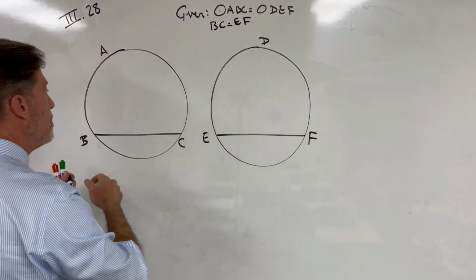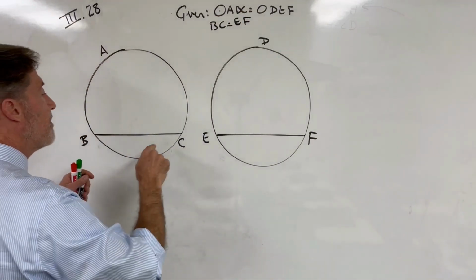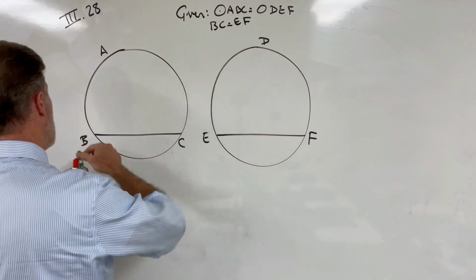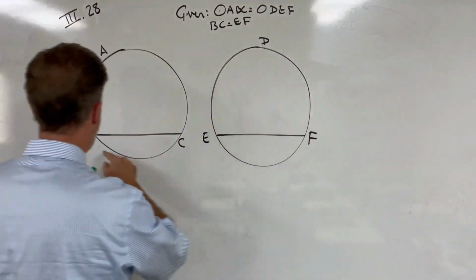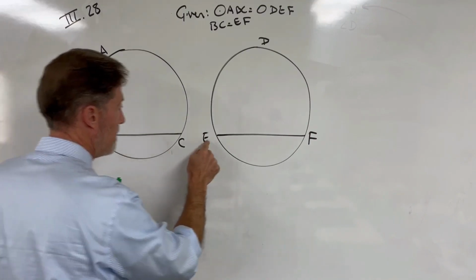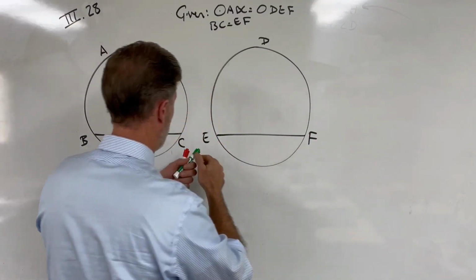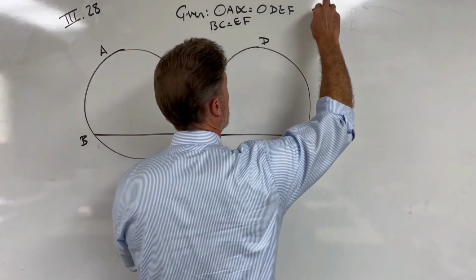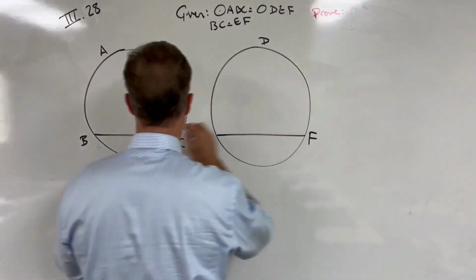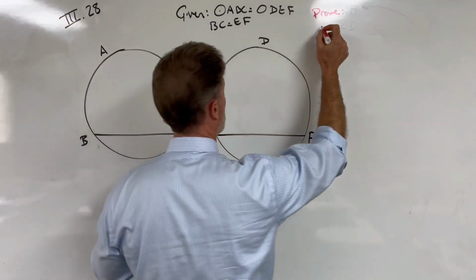From this, we will prove that they will cut off equal circumferences. Namely, circumference BAC will be equal to EDF, and circumference BC will be equal to EF. So that's what we're going to prove: that equal straight lines in equal circles cut off equal circumferences.